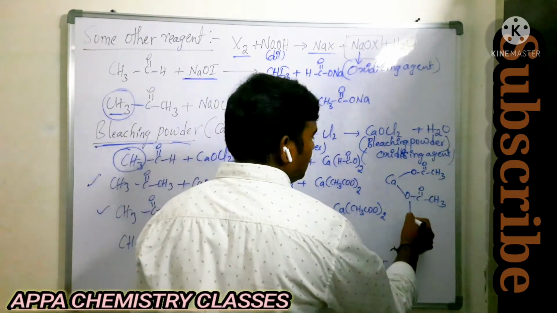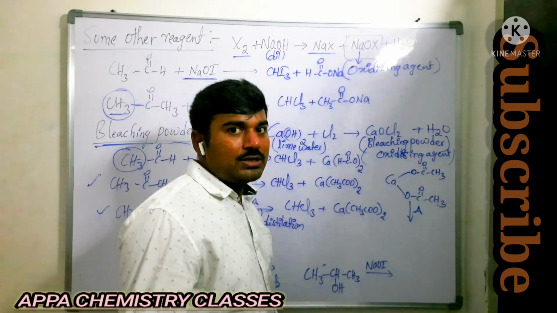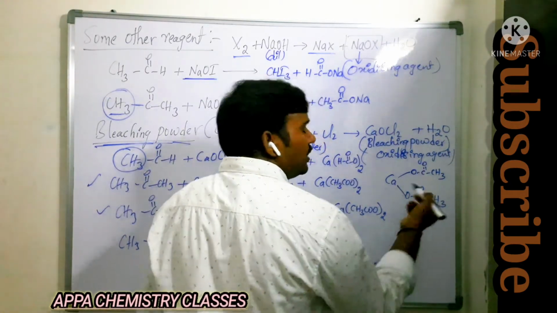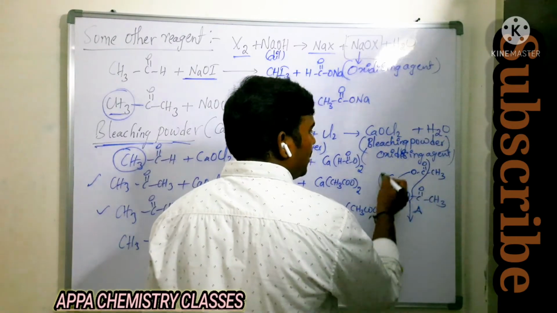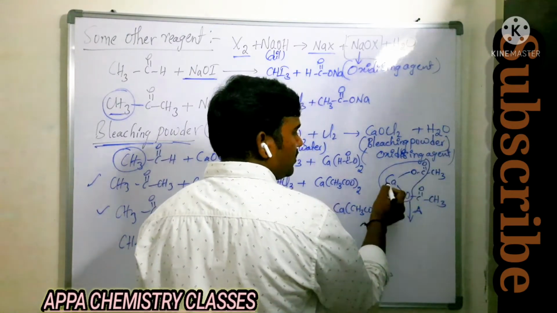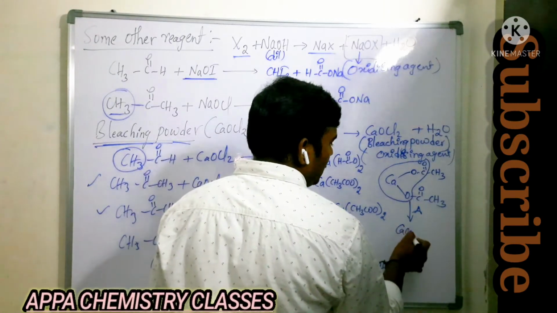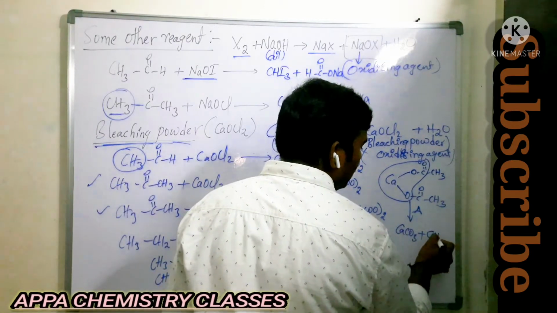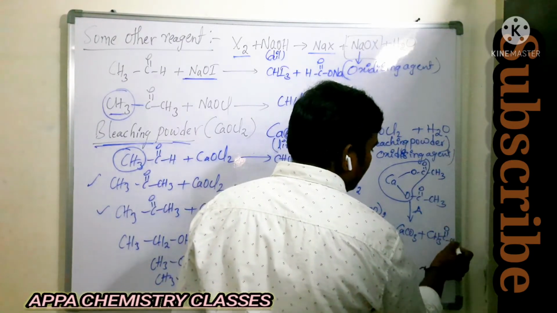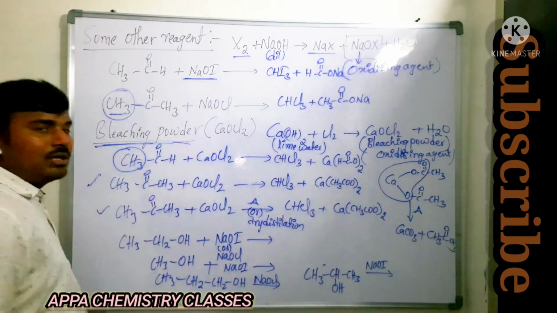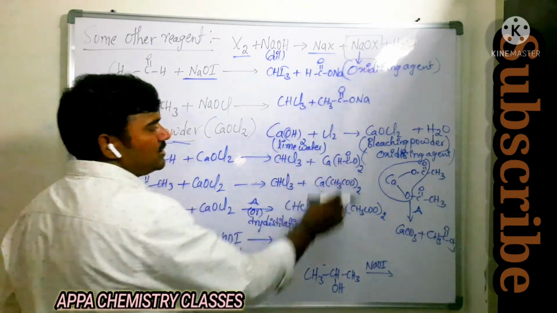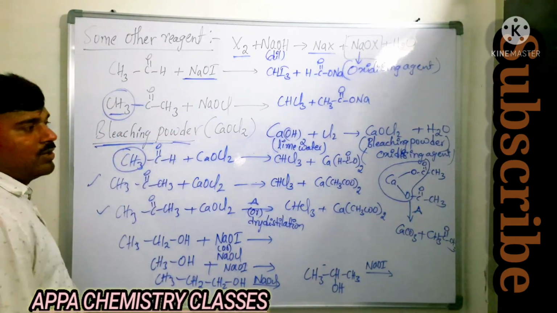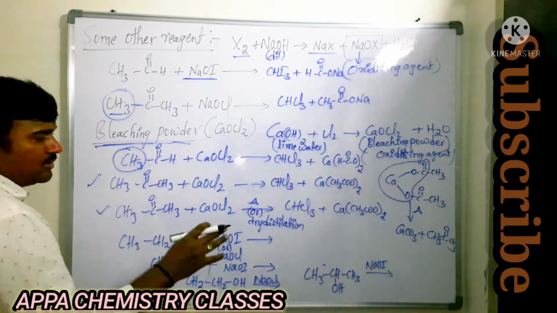This calcium acetate upon heating, dry distillation, that is in the absence of water, what happens? It will be lost as calcium carbonate, CaCO3. What is left over? We have CH3, C double bond O, CH3. That is, we are again getting a ketone. Similarly, calcium formate on dry distillation again gives the corresponding carbonyl compound. Is that clear? That is a very important one.